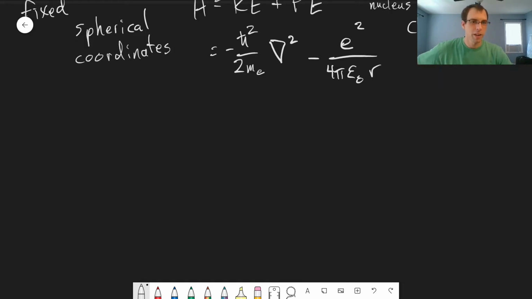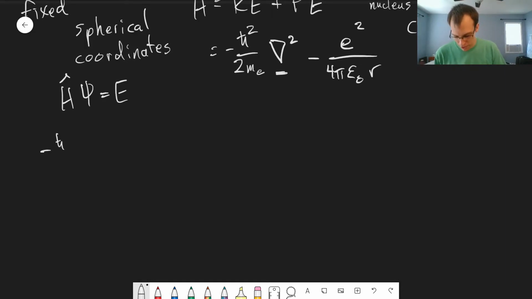So now that we've defined our Hamiltonian, let's go ahead and write it out in all of its gory details, because we've buried a lot of stuff here in this del squared operator. So we'll go ahead and expand this out. So again, the Schrodinger equation is H psi equals E psi. So let's go ahead and plug in our H that we have.